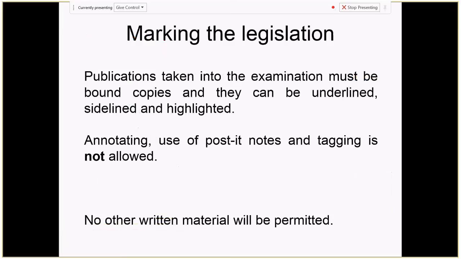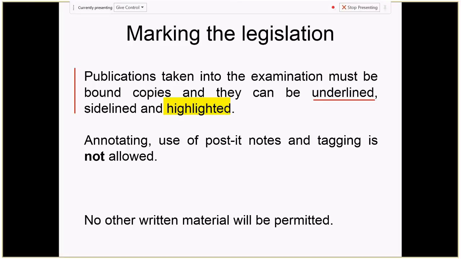Now, first thing I want to talk about is marking up the legislation. What you're allowed to do is underline anything, you can sideline, and you can highlight. What you can't do is take your highlighter pen and go down the side here. What you have to do if you want to be able to see something is to go to each individual page and go down the side, yes, like this, so that you can still see a highlighter mark. You are allowed to write your name in it, either down the side or somewhere inside it, but that is the only writing that's allowed.